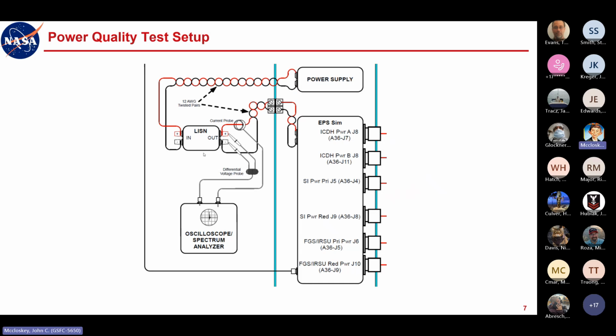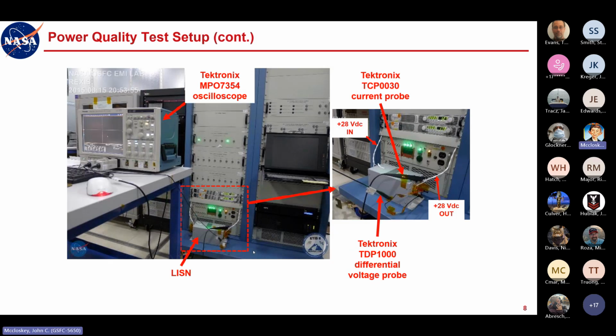I have a photograph of it on the next slide, and then we put our voltage and current probes at the Lizen outputs. There is a little platform on the rack, and then it ran that power feed into the EPS simulator. It's basically a switch box. I don't think there was any filtering in there. I think it was just taking the power supply feed and running it through these relays to the different power feeds. So there's a photograph of it.